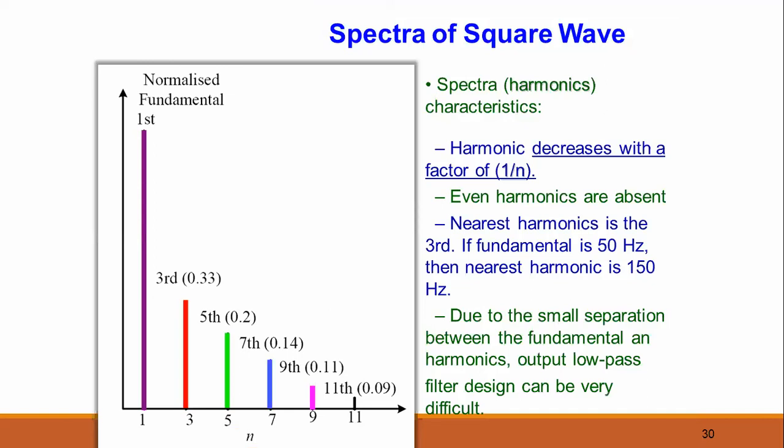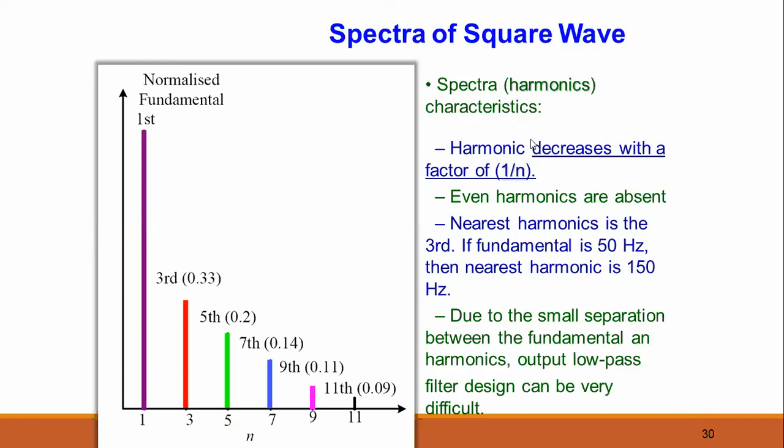So for a square waveform, this is the spectral representation. The first, fundamental harmonic value is like that, then the third harmonic, and the fifth harmonic. So it represents the different harmonics that are actually present in a square waveform. The harmonics decrease by a factor of 1 over n, and even harmonics are absent.